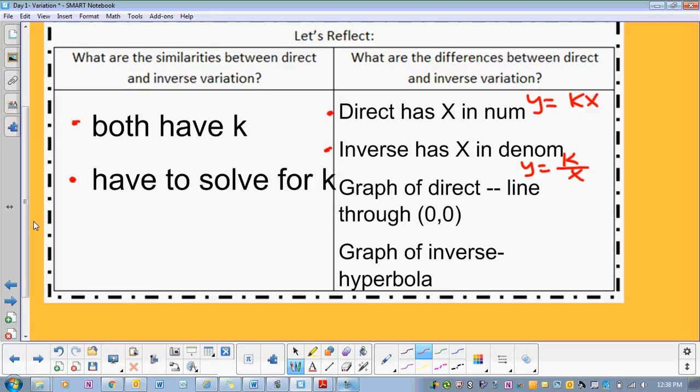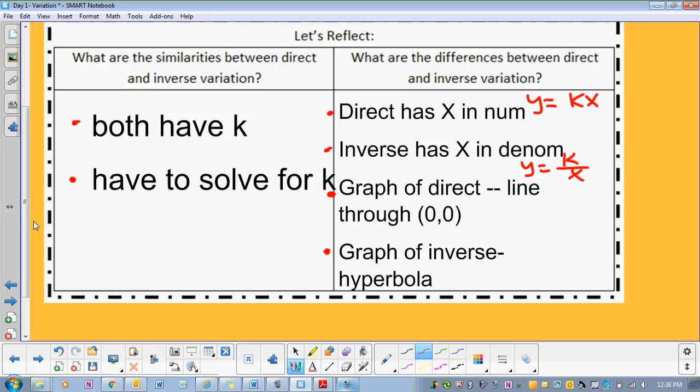Okay, so the graph of a direct variation is a line that goes through the origin, okay? If it goes through 0, 0, it's a direct variation. And the graph of an inverse variation, that is a hyperbola.